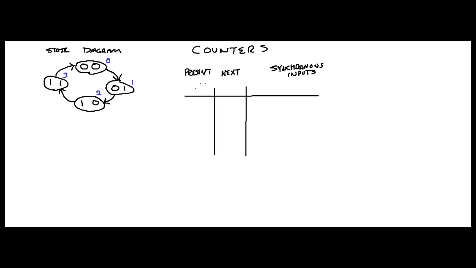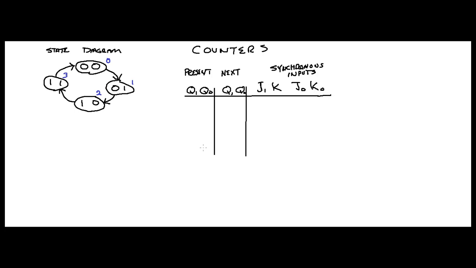So this will be Q0 and Q1 present. And this will be Q0 and Q1 next. You know what? I'm drawing these backwards. I'm going to do this one. That's J1. Sorry about that. Let's just take that out of there. And this will be K1. And this will be J0, K0.